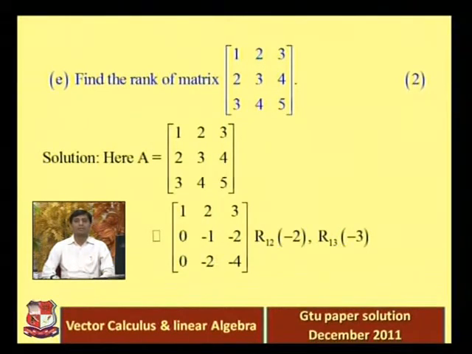Now again we multiply the first row with -3 and add into the third row, so the third row becomes 3 minus 3 is 0, 4 minus 6 is -2, and 5 minus 9 is -4. So the third row becomes 0 -2 -4. So the next matrix is 1 2 3, 0 -1 -2, 0 -2 -4.